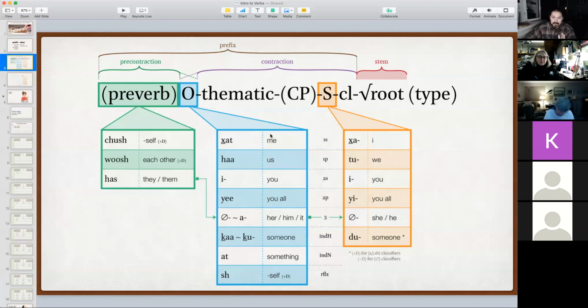So there's a set of objects, me, us, you all, her, you know, them. I got to update this one. We're trying to transition to, at least I am, to just using them. It's a non-gendered term. So someone or people, something, and then the self. For subjects, these are the only ones that exist, I think. I, we, you, y'all, she, or them, they, and then someone or people.